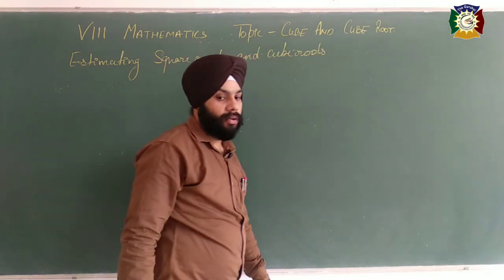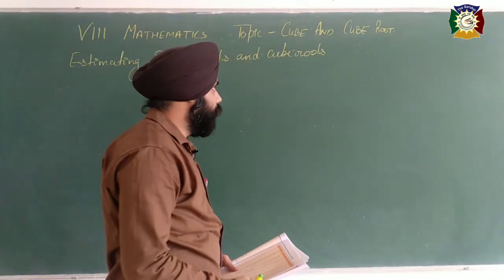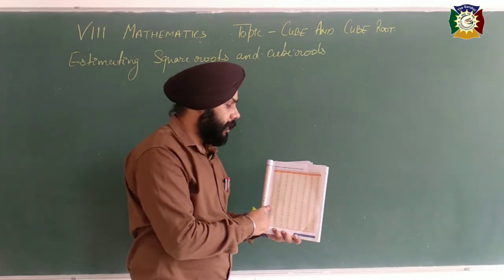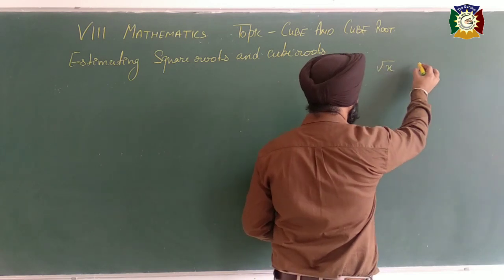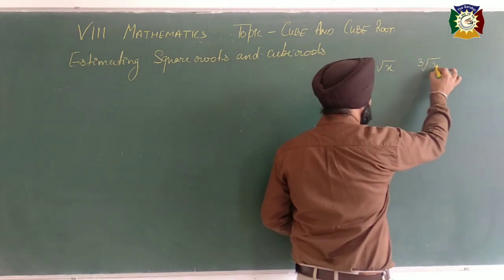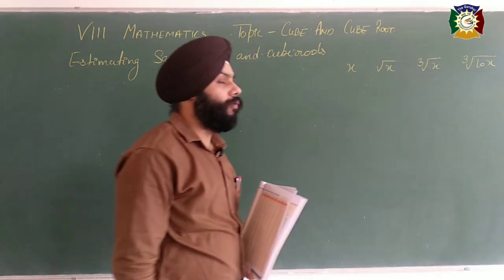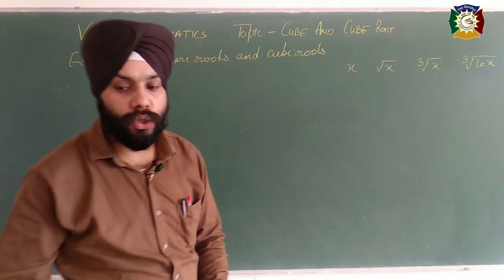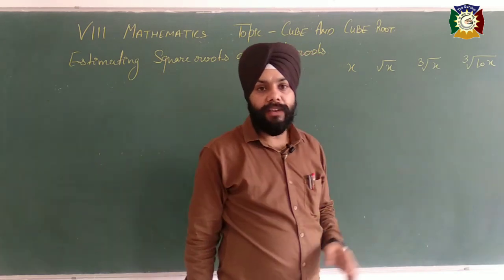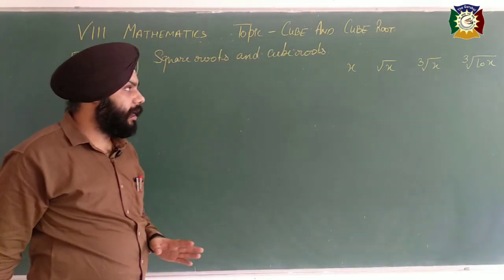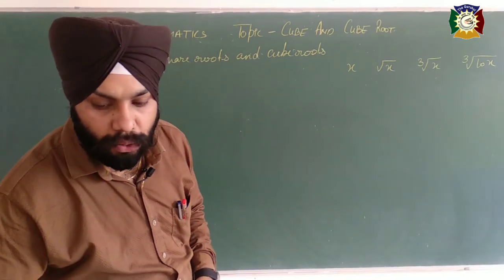For this purpose, we have to use a table which is already given in your book. It has four columns: numbers x, square root of x, cube root of x, and cube root of 10x. We are also sending this to you on WhatsApp in PDF form, so you have to use that. Now, using this table, how do we find the square root?